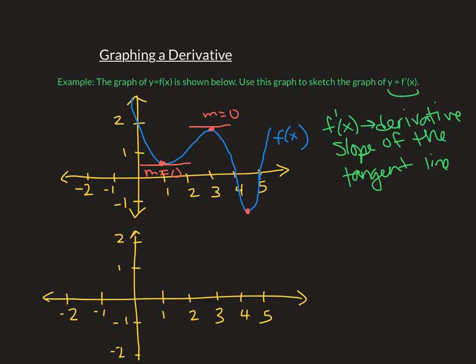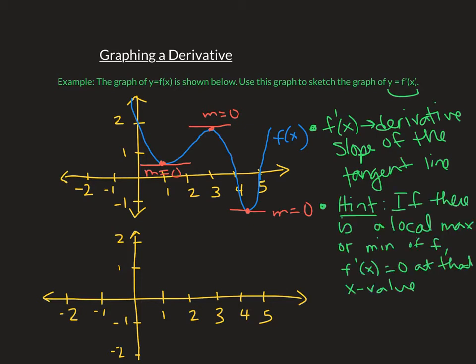Or another local minimum right here. It looks like it's about 4.3 or so. So at those points, your derivative is going to be equal to 0. Slope of the tangent line is 0. So we know at least 3 points on our derivative graph.